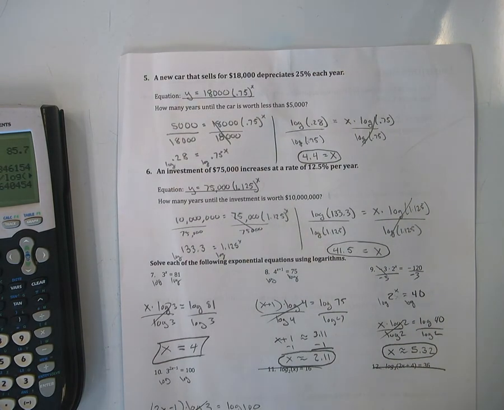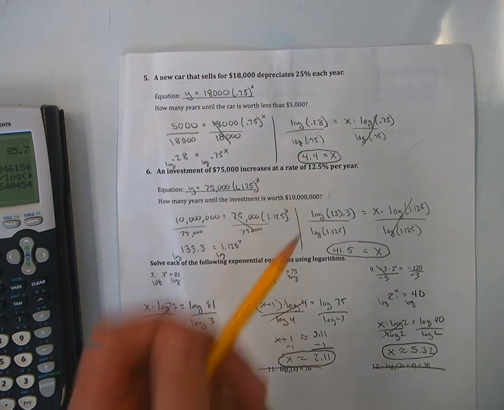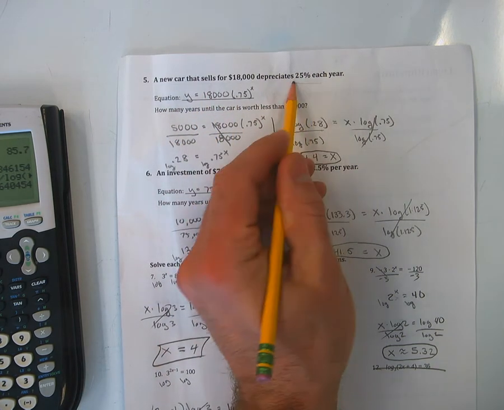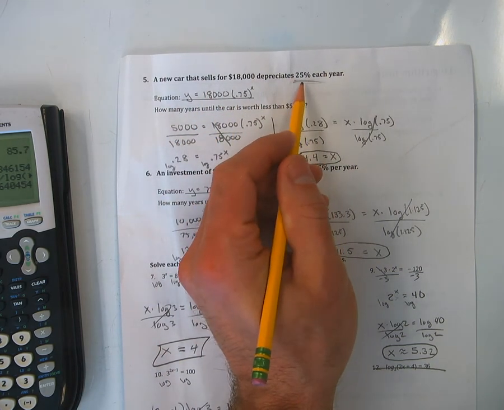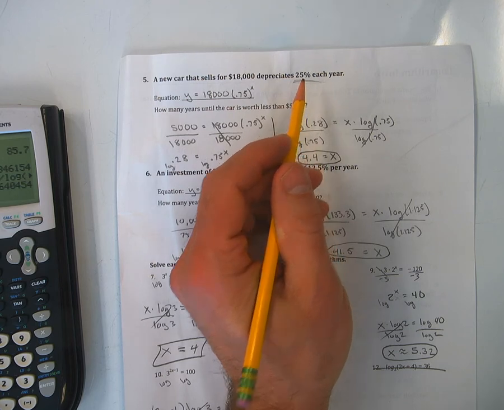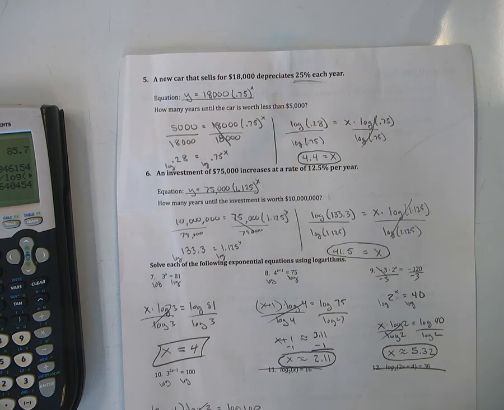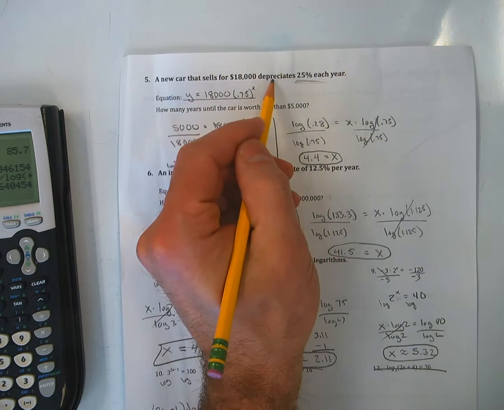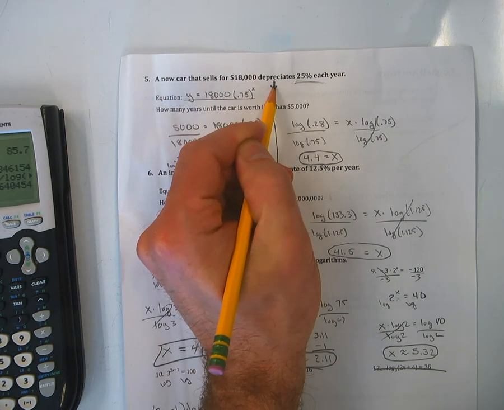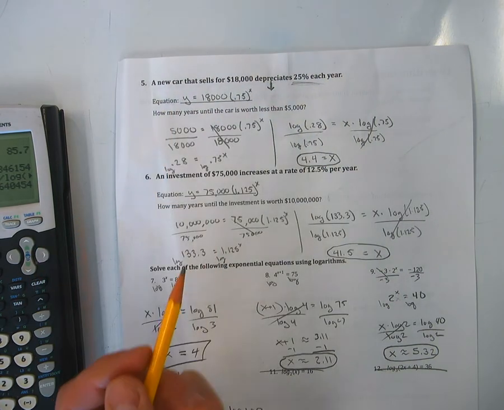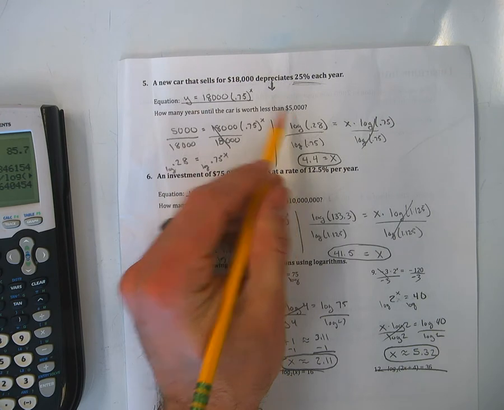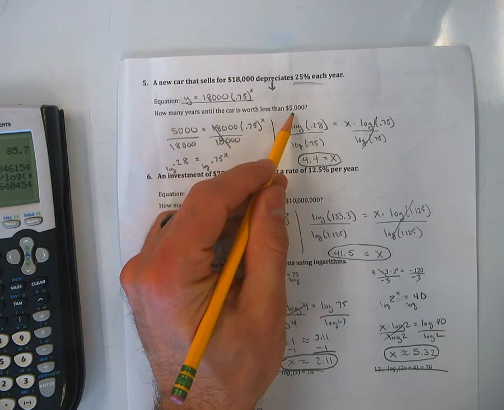Let's see. We start at $18,000 with our new car, and we're losing 25% each year. Now that's a little high for cars depreciating. Your car doesn't lose a quarter of its value every year. But for this problem, we can look at the idea that it's going down 25%, which means I have 75% left over. I want to know how long until my $18,000 car is only worth $5,000.